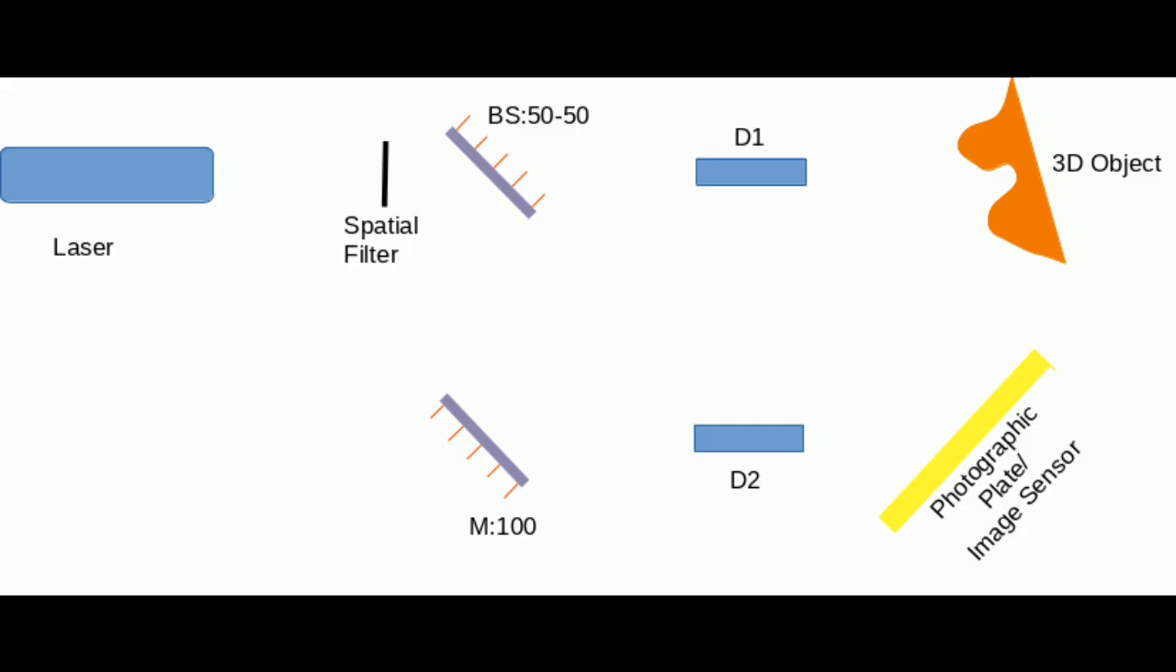So the first image you can see shows the typical components that will be used on an optical table to make a hologram. The laser would typically be a laser diode. The purpose of the spatial filter, as the name suggests, is to filter the laser signal. How does it do this?